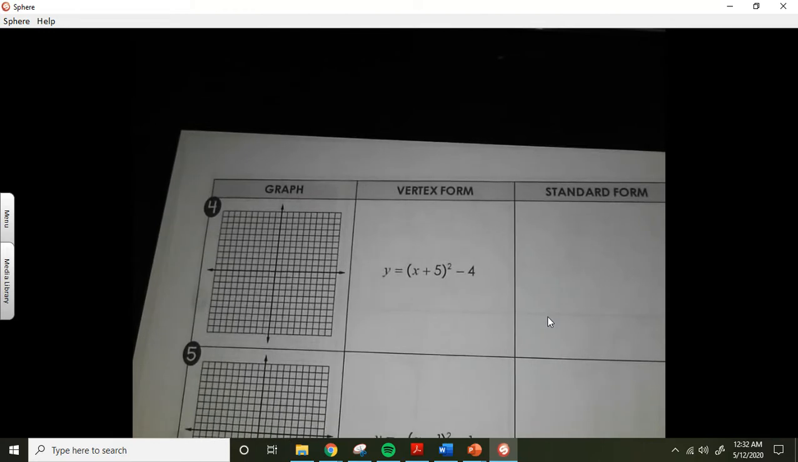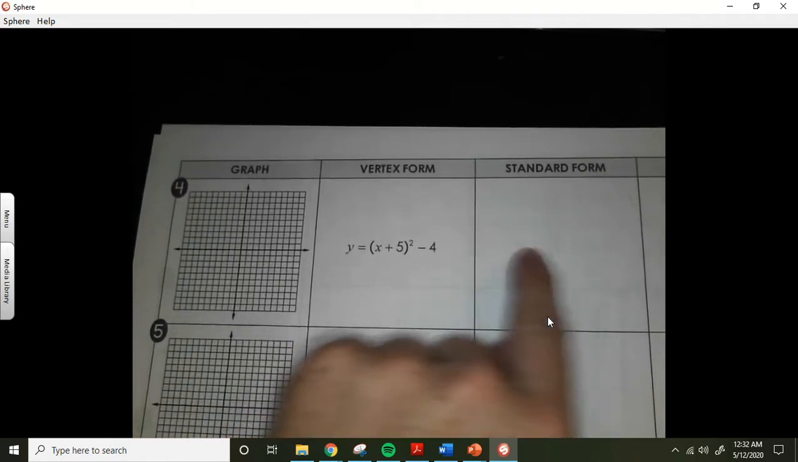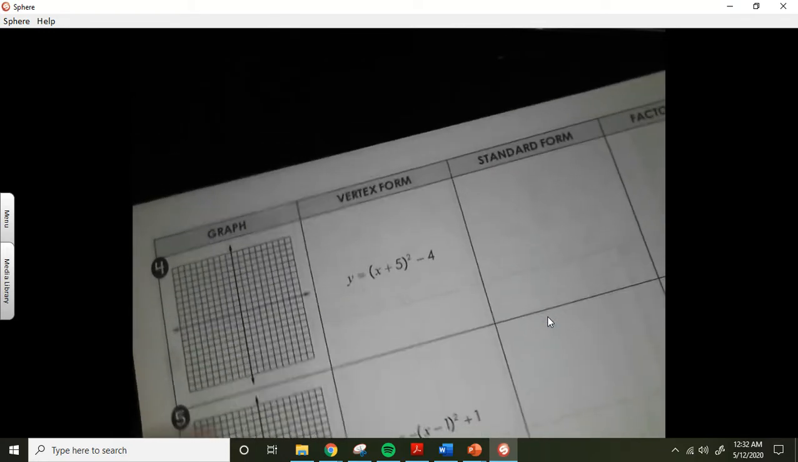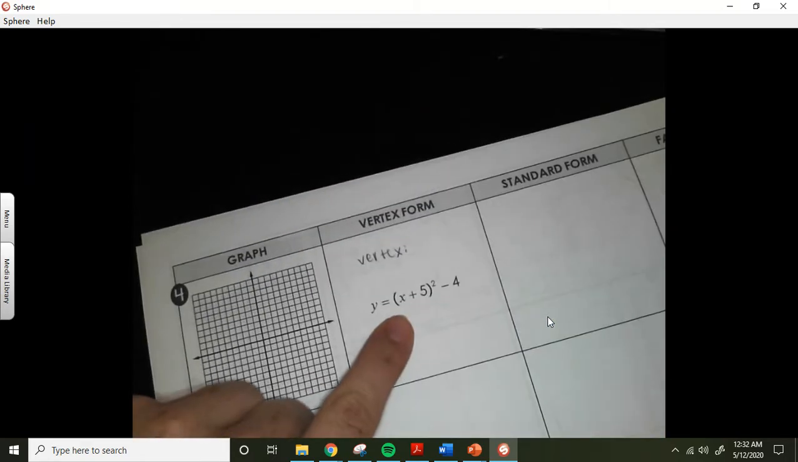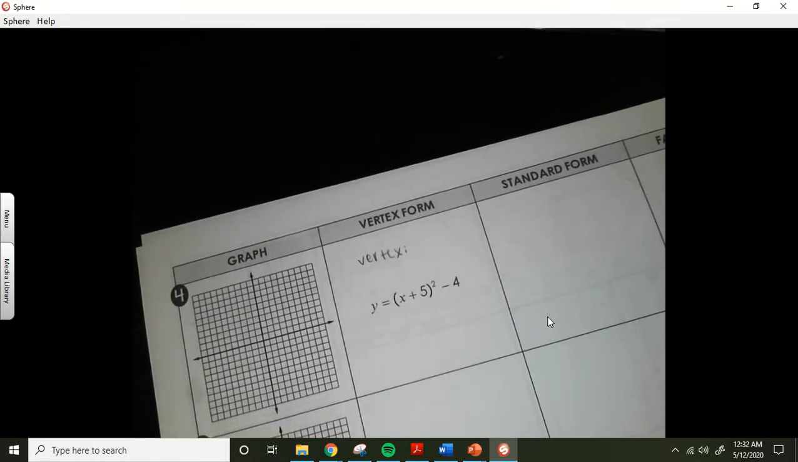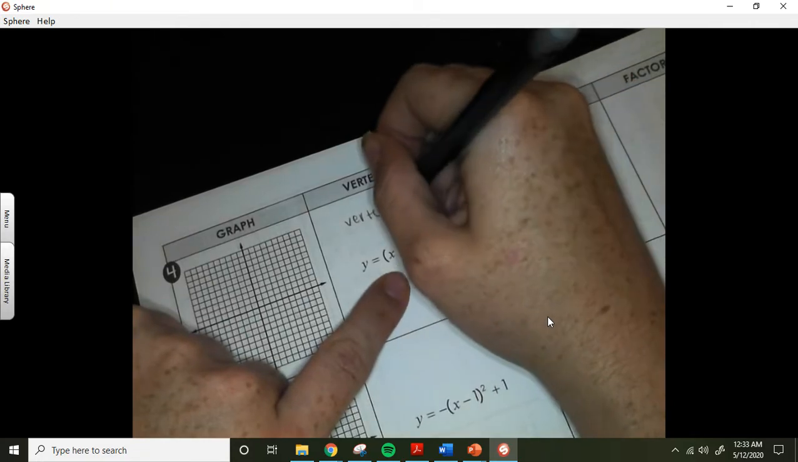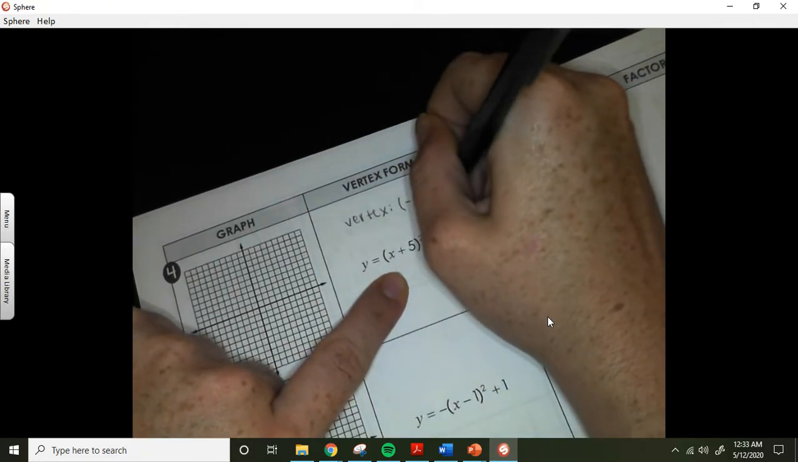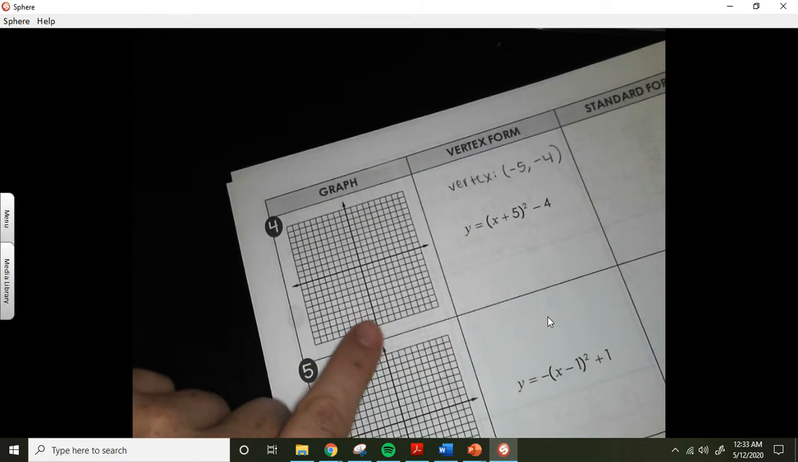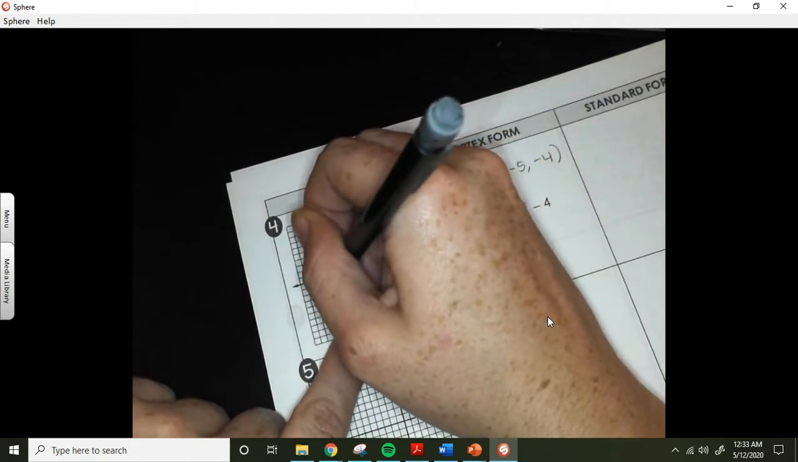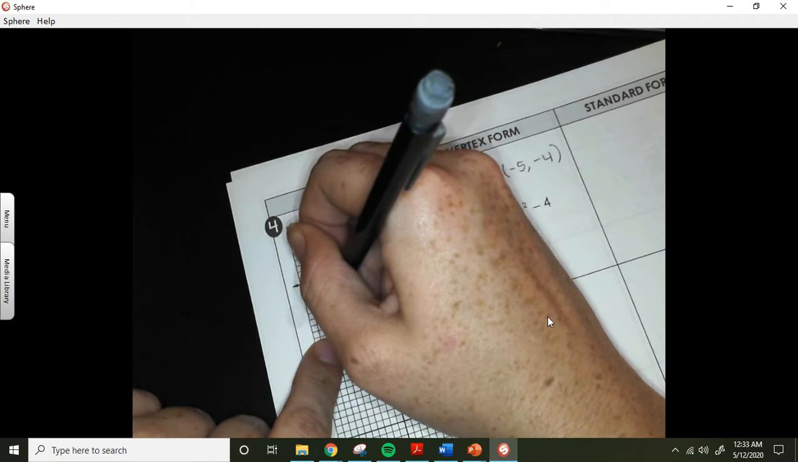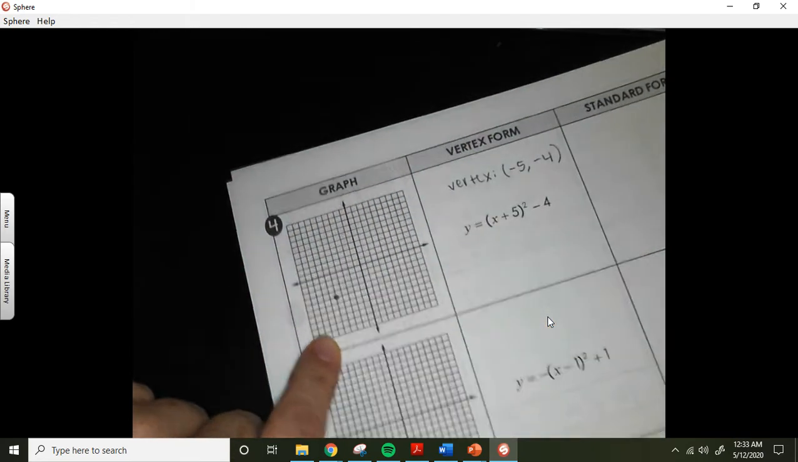Now we're going to have to graph and then find standard and factored form. Well, that's no problem, because from here we can tell that our vertex is, actually, I'm going to let you guys do that one, and we're going to do this one and the last one just like the other one. So the vertex is negative 5, negative 4.